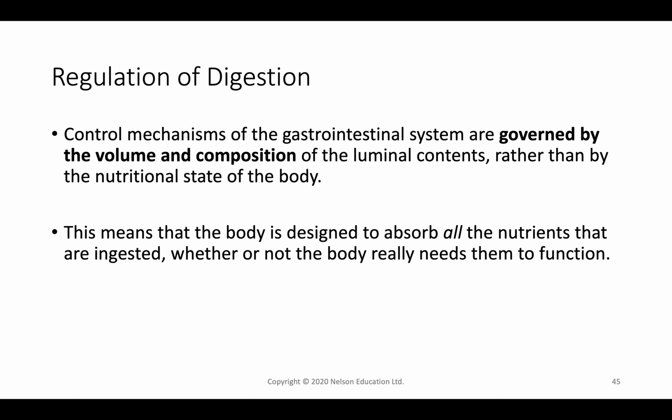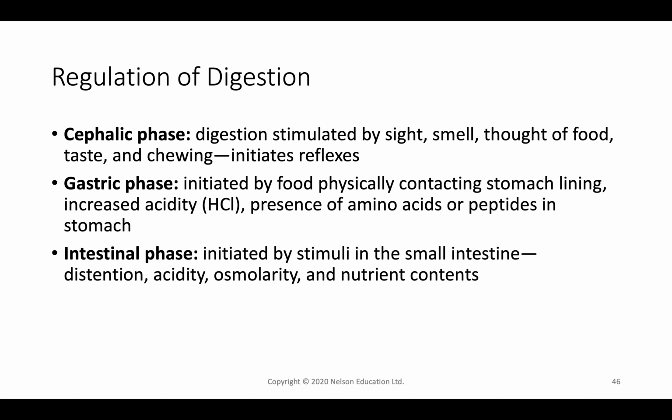Okay, so how do we control digestion? We do that by controlling the amounts inside the lumen, the volume and composition of the luminal contents. So that means the body is designed to absorb all nutrients that are ingested, whether we need them to function or not. Whatever passes through, it absorbs. And we have three major phases of digestion. Cephalic means brain, gastric means stomach, and intestinal means, well, intestinal, right?